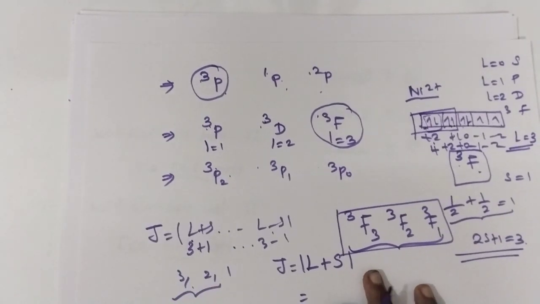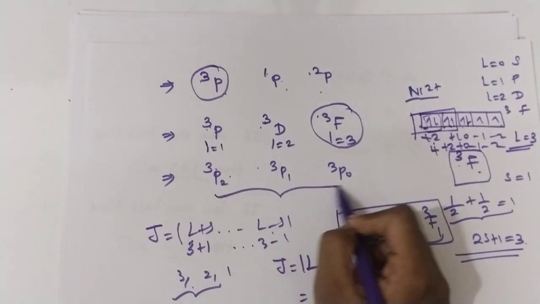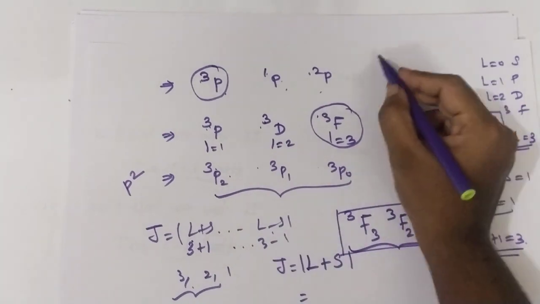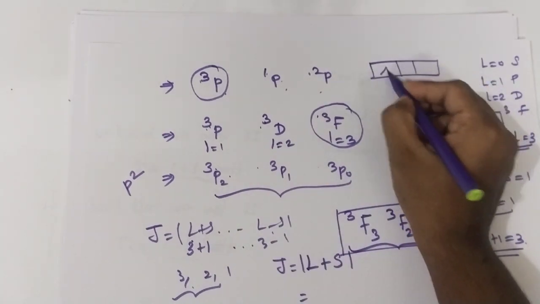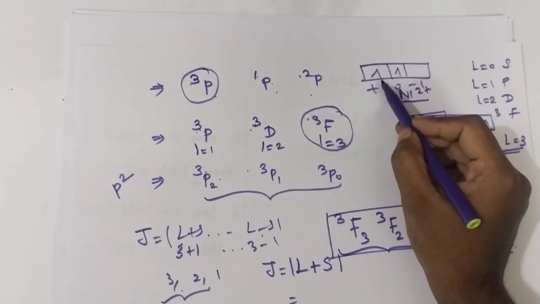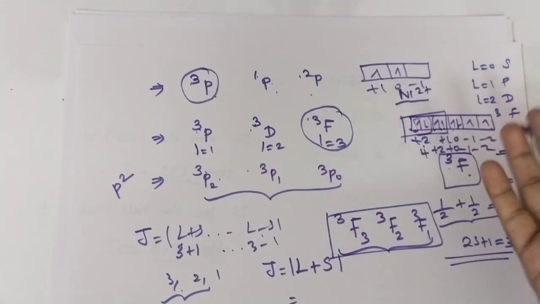Okay, suppose this is for P2 configuration. P2 configuration will be like this, right? It will be like this. So is it less than half filled or more than half filled? It is less than half filled, right?